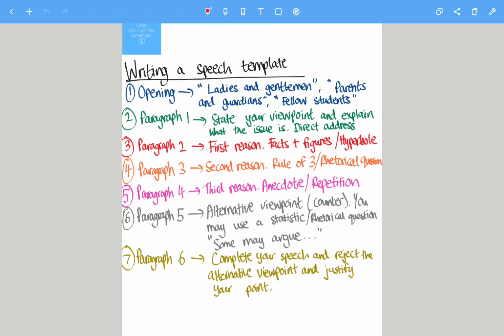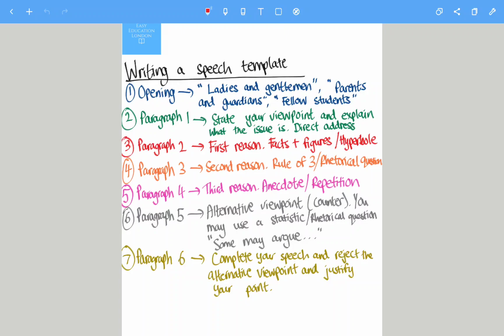So this is the counter argument. And here you may use a statistic or a rhetorical question. So you may say, some may argue, ... And finally, paragraph 6, you will complete your speech and reject the alternative viewpoint and justify your initial point that you were making. So this is an easy step-by-step template that you may want to follow when writing a speech.